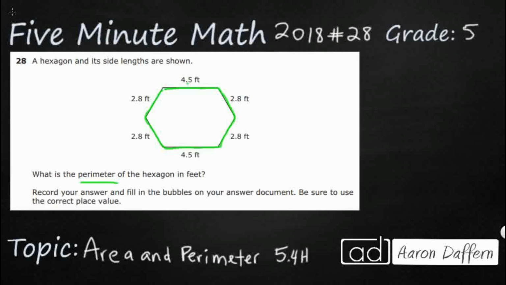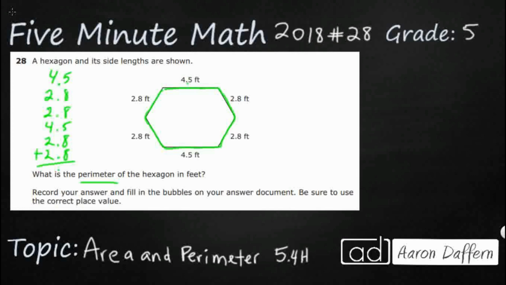I'm going to start with my 4.5. I'm just going to go clockwise. So I've got my 4.5, 2.8, another 2.8, another 4.5, 2.8, and then 2.8. Y'all, that is a big addition problem. I could do that, but I'm thinking we might want to work a little bit smarter.